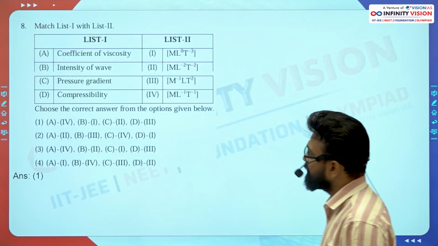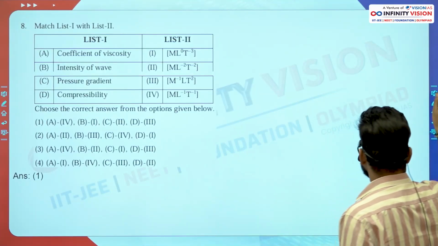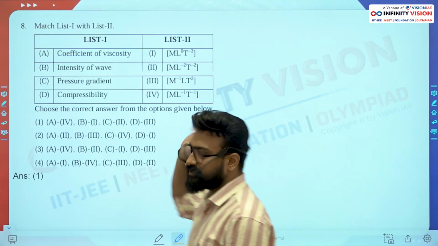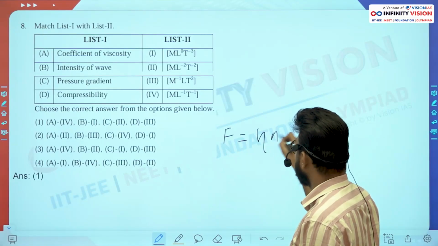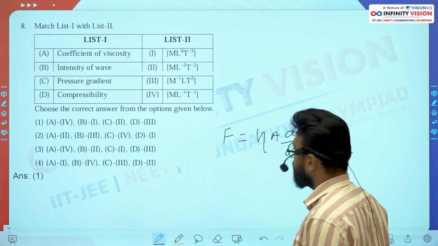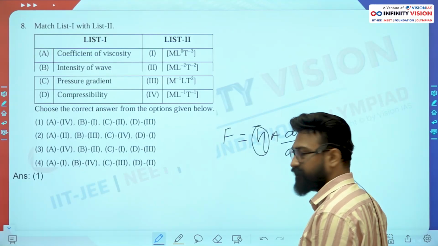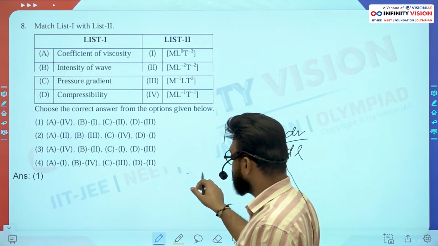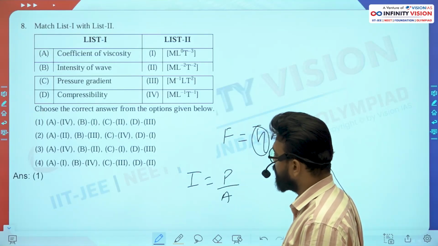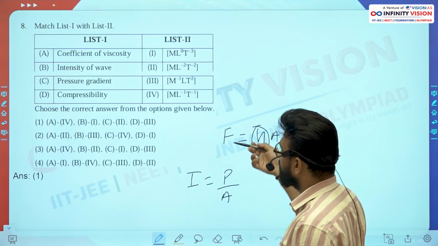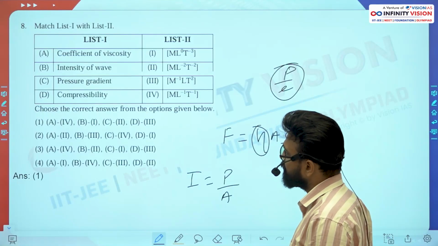Next, match the following: coefficient of viscosity, intensity of wave, pressure gradient and compressibility. The coefficient of viscosity is given by force is eta A dV by dl. So from this you can easily calculate the dimension of eta. Intensity is given by power per unit area, watt per meter square. Again you can calculate its dimension. Pressure gradient is pressure per unit length, that you can easily calculate.